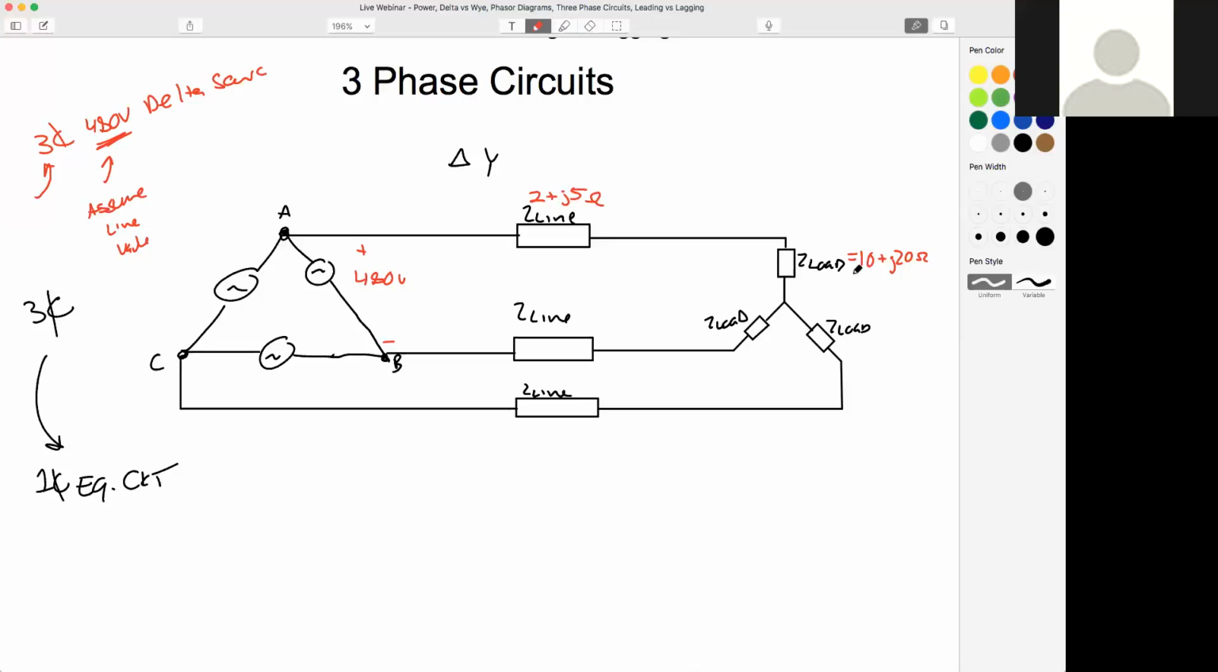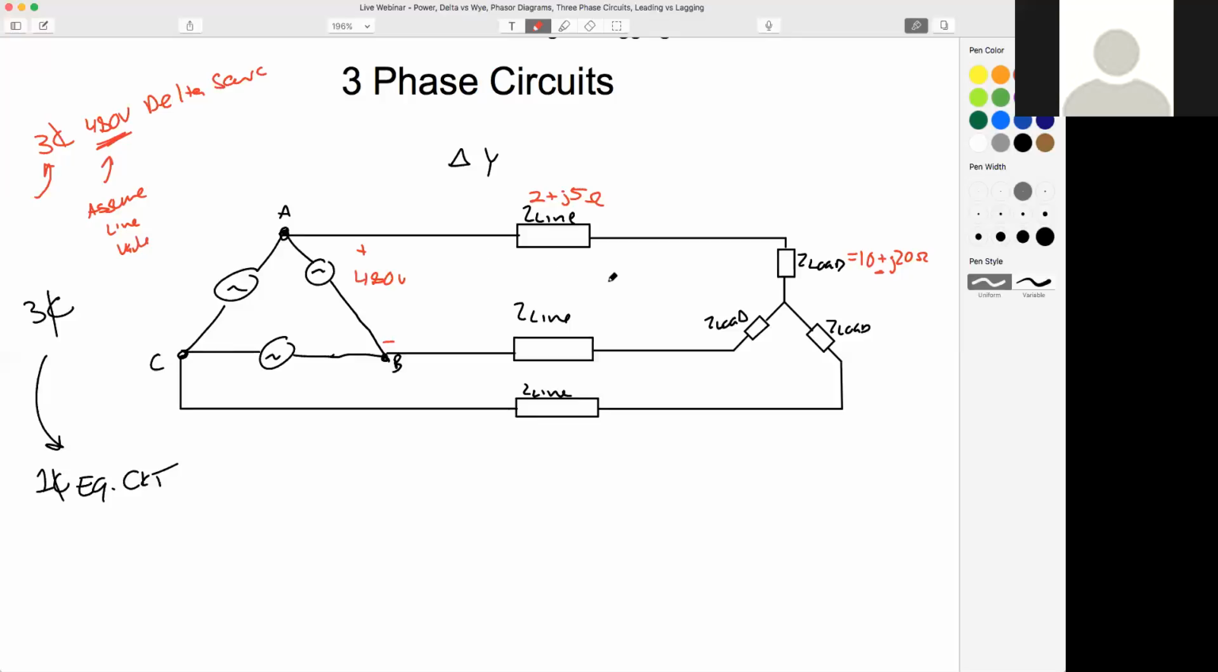Mary said, why lagging? Lagging because our impedance angle is positive. So if our impedance angle is positive, we know our power angle is positive. So our Q is positive. Okay, so we have line-to-line voltage of 480 volts.